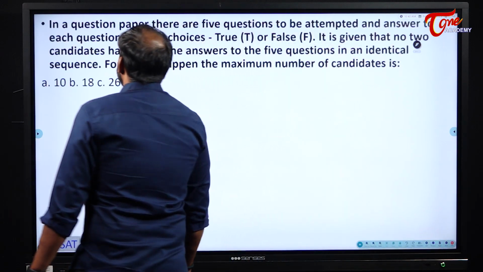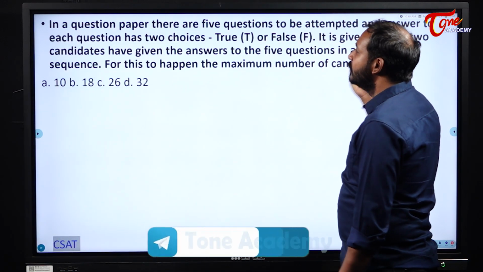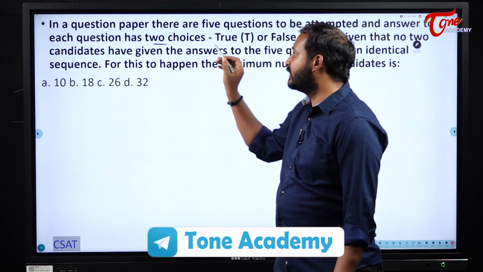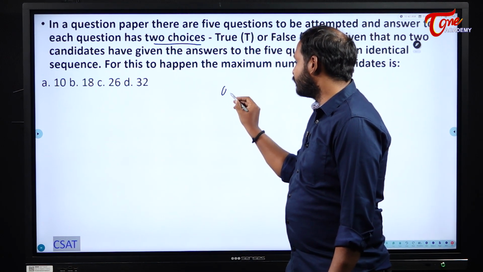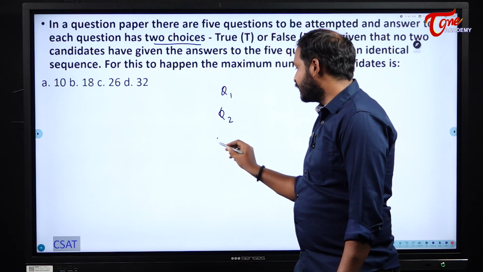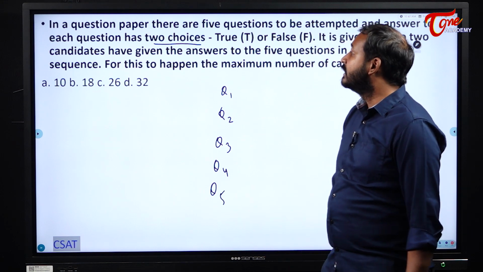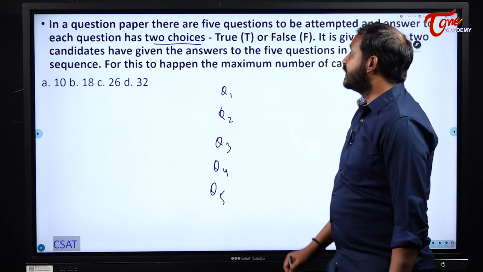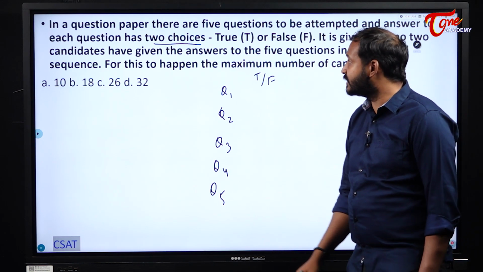First question. In a question paper, there are 5 questions to be attempted and answered. Each question has 2 choices. Okay, there are 5 questions which need to be answered in a question paper. Those are question 1, question 2, question 3, question 4 and question 5. Each question has 2 choices, true or false.